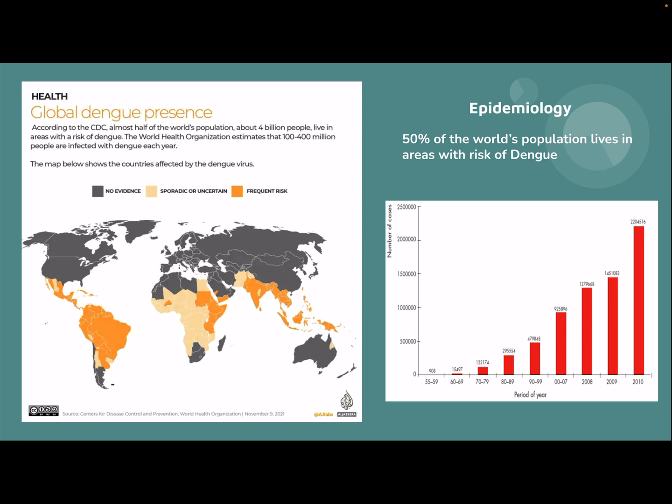The endemic of the disease. About 50% of the world's population lives in areas with risk of dengue, as we can see in this map. Most of these tropical and semi-tropical areas are affected by dengue. The World Health Organization estimates that 100 to 400 million people are infected with dengue each year. Here we can see a graph of numbers going up. This was in Brazil. And I grew up in Costa Rica, and that would be right here, and that was one of the biggest concerns for my family always.